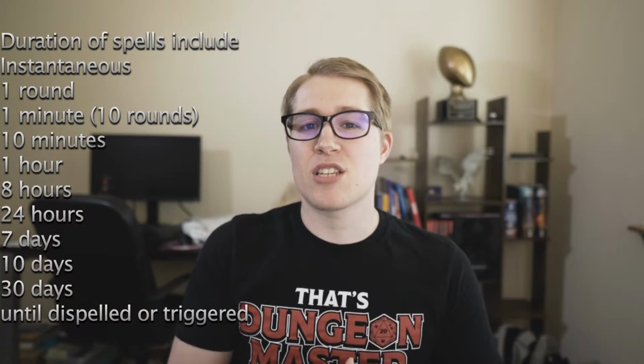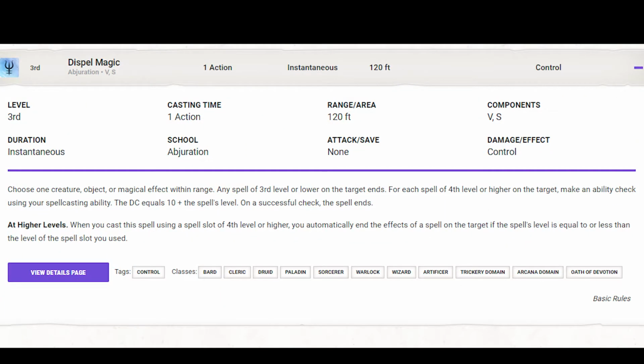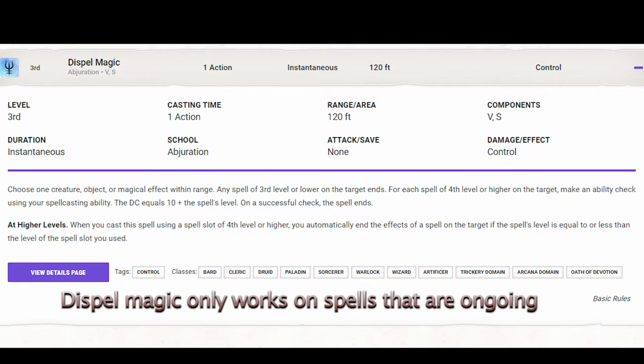With an instantaneous spell, something like Dispel Magic is completely useless against because it just happens in a flash and then it's over. But if it's a longer effect that persists, then Dispel Magic could work. Most spells that have a longer duration take concentration, but not all of them. There's lots of spells that don't.